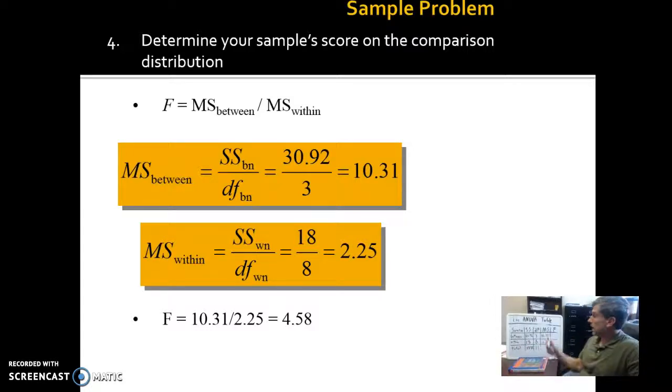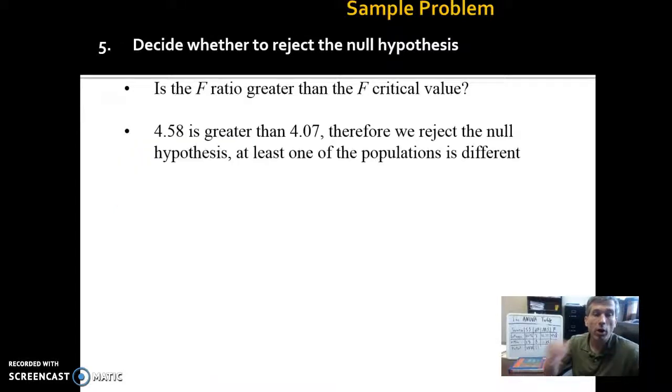But notice again here, we have the numerator and denominator of our F ratio nicely lined up. We divide 10.31 by 2.25, and we get 4.58. What this is literally saying is there's a little over 4.5 times as much between groups as within groups variance in our data set. All right, so that's our test statistic, just like the Z and T scores we've used before. We compare it to the critical value, which is 4.07, and do we reject the null? Yes, we do. 4.58 is over the line.